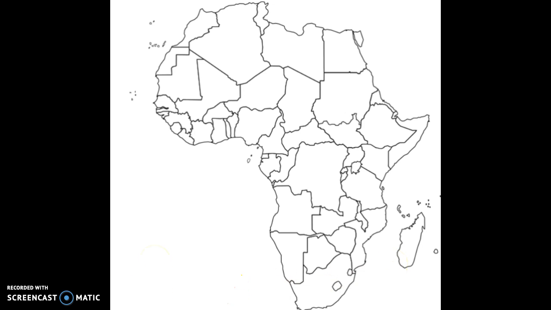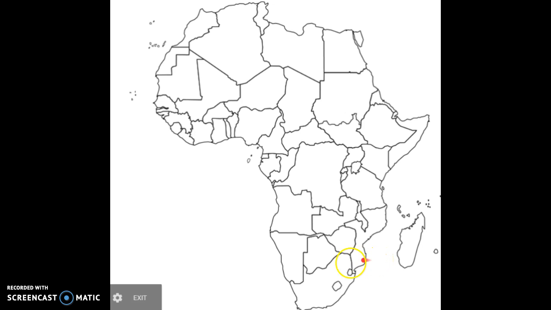So now we can talk about physical features. So we can talk about bodies of water first. So to the north of Africa, up here, we have the Mediterranean Sea. It separates Africa from Europe. So then when we go over here, separating Africa from the Middle East, we would have the Red Sea. And when you go down here between Mozambique and Madagascar would be the Mozambique Channel.